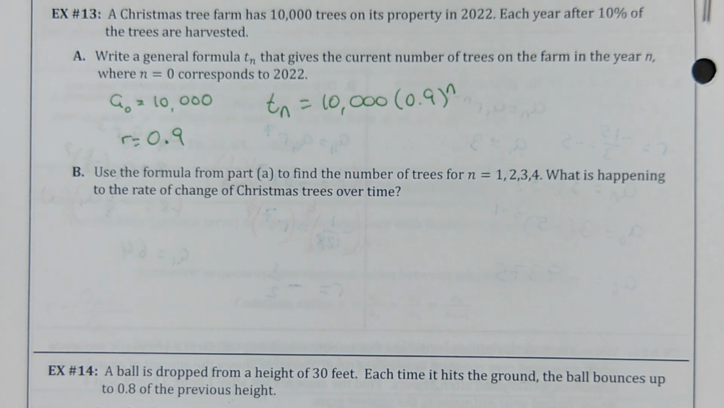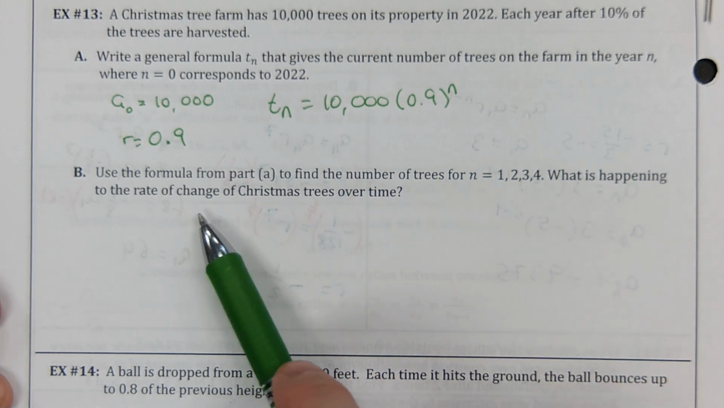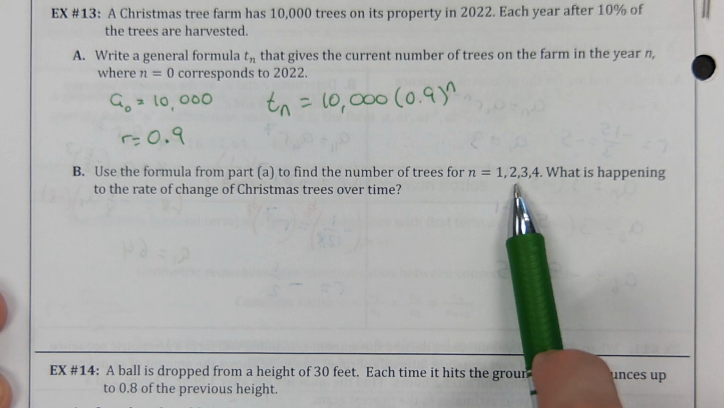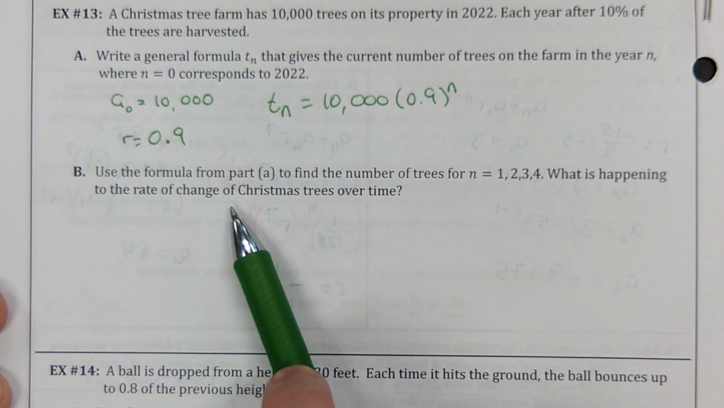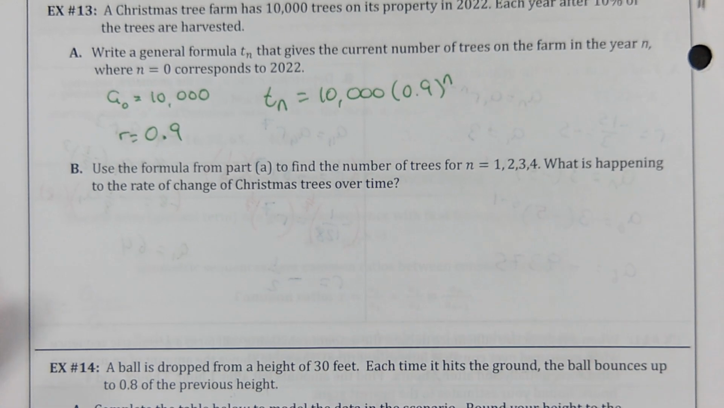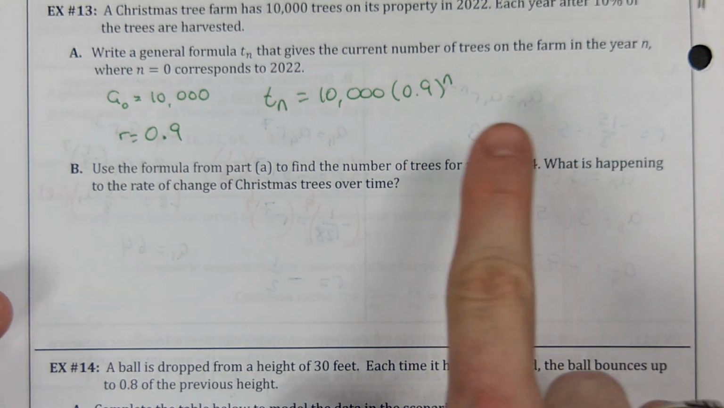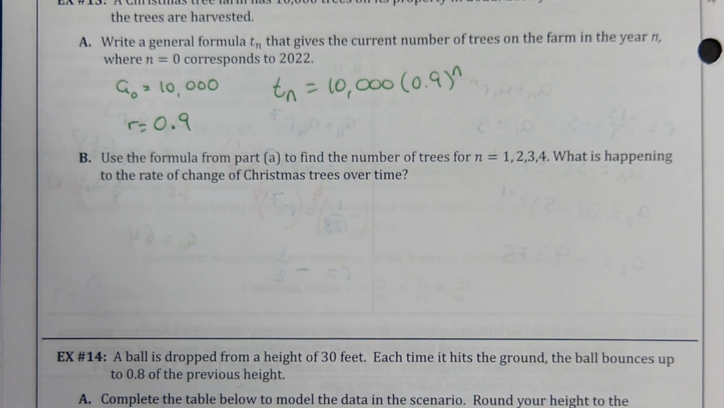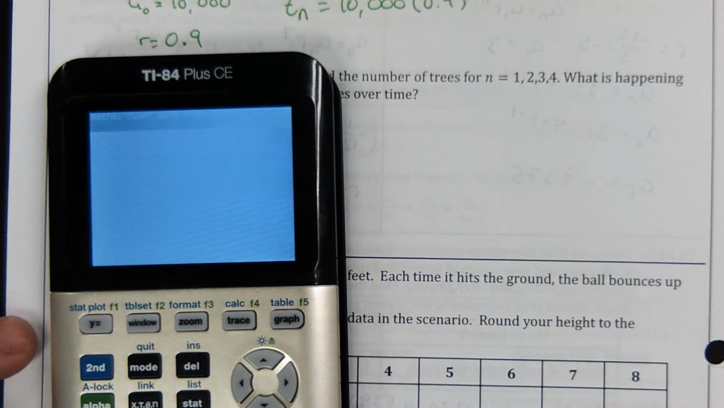Then it says to use the formula that you have here to find the number of trees that are left after this many years. But what is happening to the rate of change of the Christmas trees over time? Okay, well, let's just go ahead and figure out what's up. First of all, could I do 10,000 times 0.9, then times 0.9, then times 0.9? I could. But darn it, I want to use my technology.